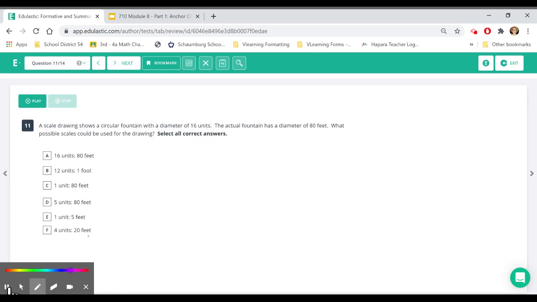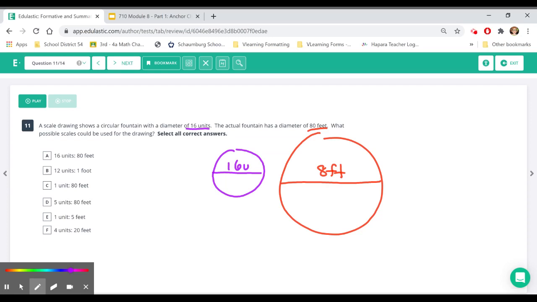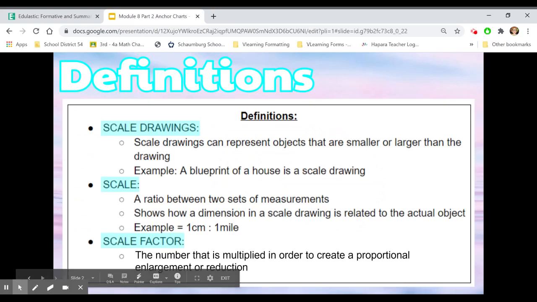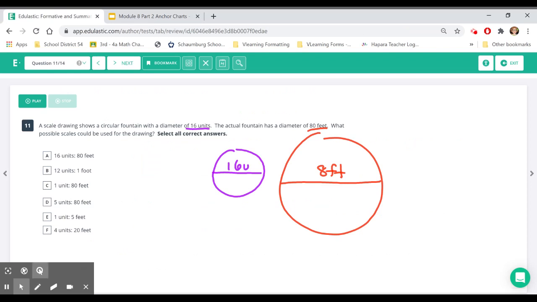All right, next question, number 11. A scale drawing shows a circular fountain with a diameter of 16 units. The actual fountain has a diameter of 80 feet. What possible scales could be used for the drawing? Recall that scale is a ratio between two sets of measurements, for example, 1 centimeter to 1 mile. So there could be equivalent scales just like there are equivalent fractions.